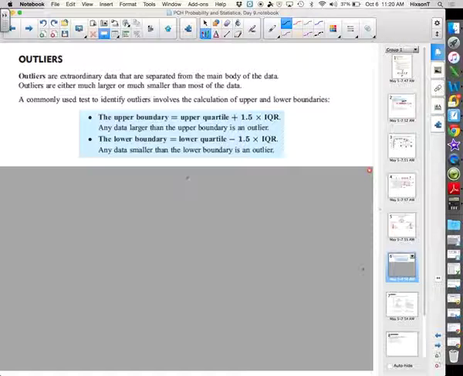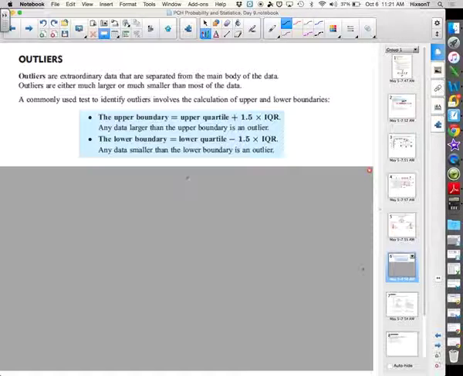In other words, it's a piece of data that's a ways away from where most of the data is. They're either much larger or much smaller than the rest. If we were looking at our class averages on the last quiz, a lot of people were clustered around, and then there was one person in 4th period who actually got a perfect score. That would be the outlier, the abnormally high score. Thankfully we didn't have any outliers on the bottom end.